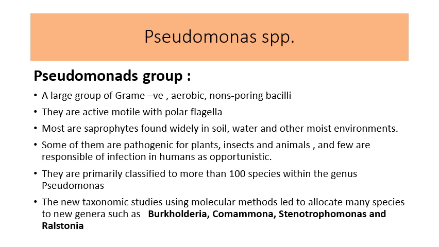The genus has been divided into more than 100 species. But in the latest study, a new taxonomy has been made for this group, and most of these species have been allocated to many other genera, including Burkholderia, Comamonas, Stenotrophomonas, and Ralstonia.